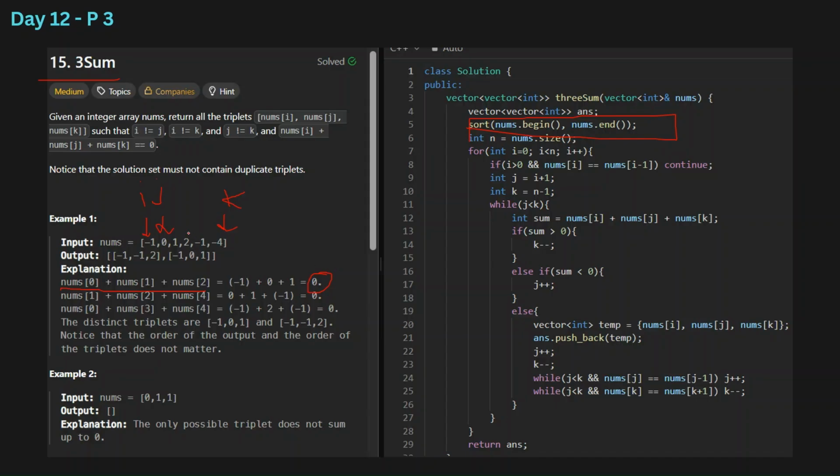So what we have to do was calculate the sum of these. If the sum is greater than 0, then we have to decrement k, as k is the highest value, and we decrement k to get a lower value. If the sum is less than 0, then we have to increment j, and if the sum is equal to 0, then we have to store it into the vector temp, and then push the temp into the answer, and then increment j and k until we get unique j and unique k. So this was all about DSA.